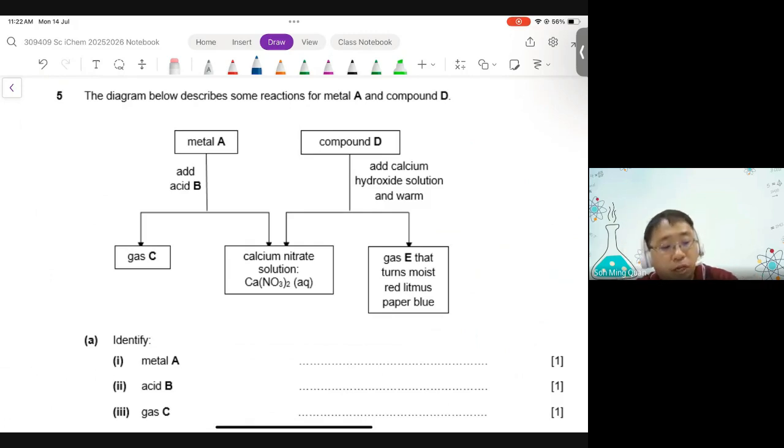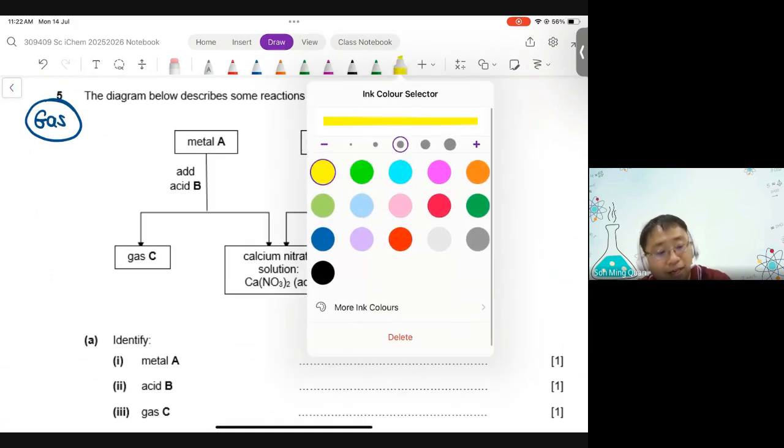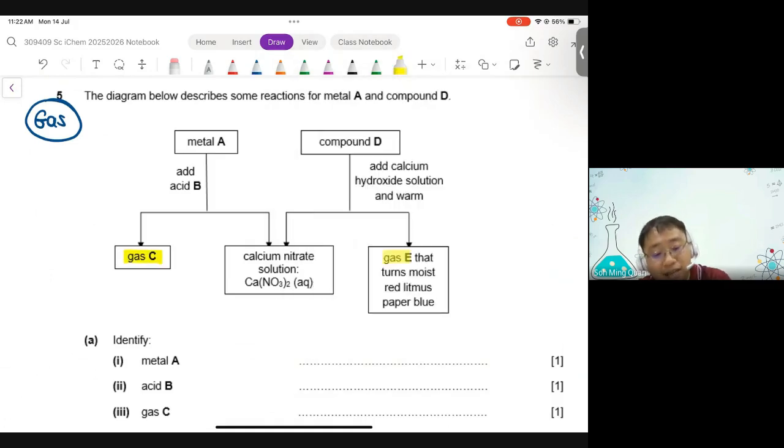Moreover, we know we must always start with gases first. Always identify the gas first. So you can see there are a few gases. There's one gas C. There is one gas E. And gas E, you are told, turns moist paper blue. So perhaps we should start with gas C first.